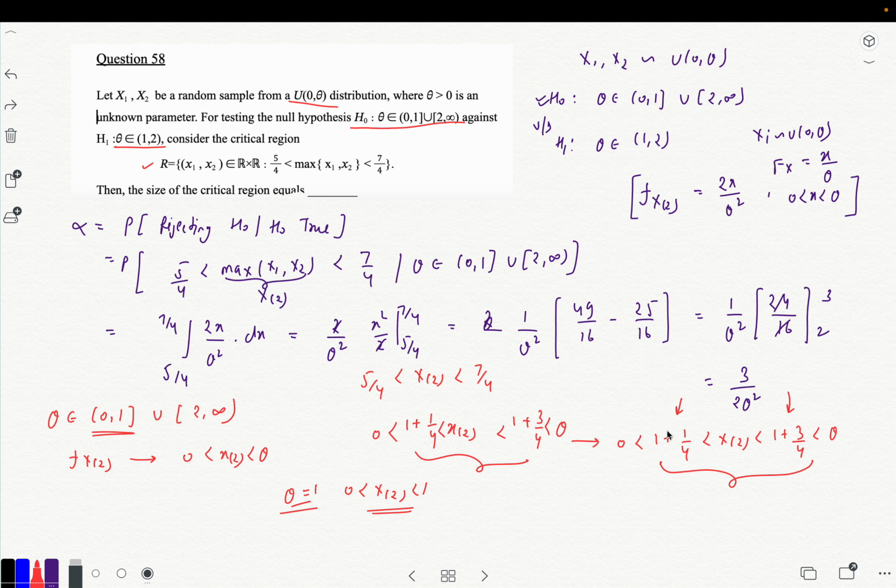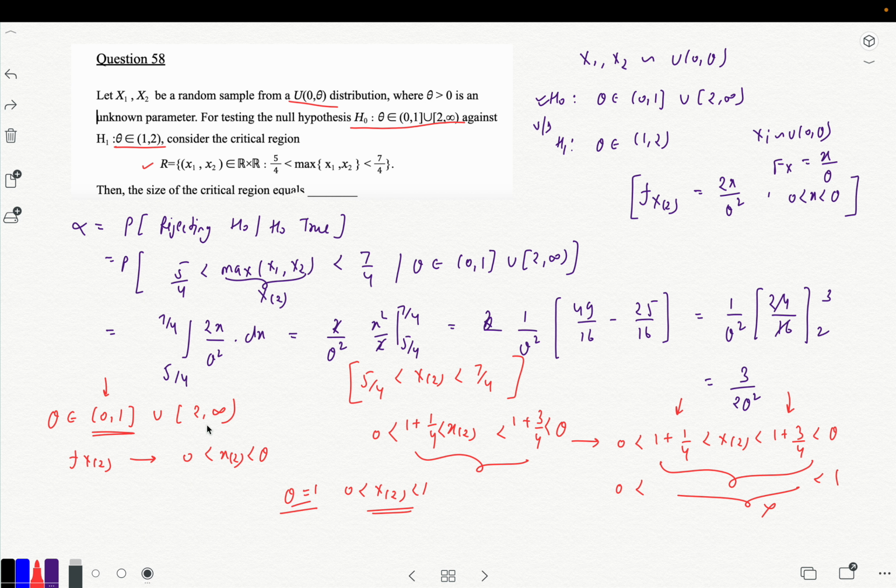That's why, to show this portion, we divided them into two portions, 1 plus 1 by 4 and 1 plus 3 by 4. So if I put theta equal to 1, then this interval is not included in the interval (0, 1], because it is greater than 1.